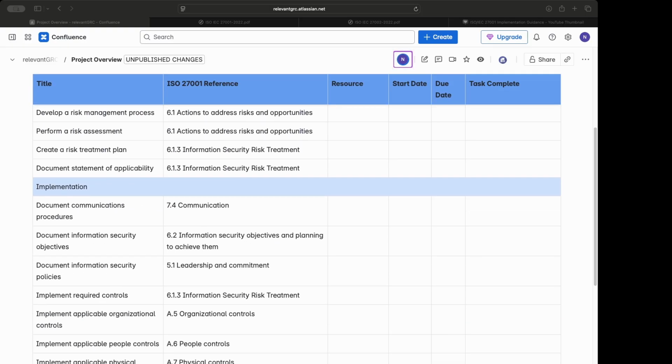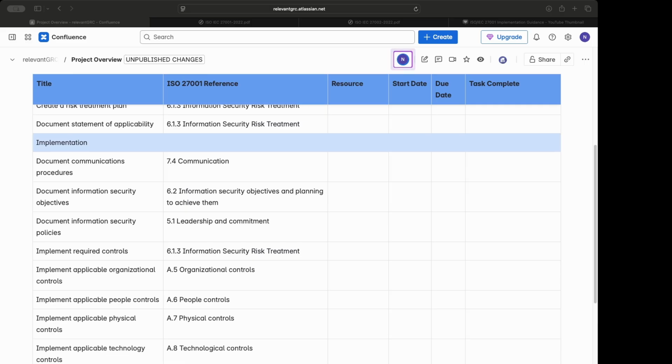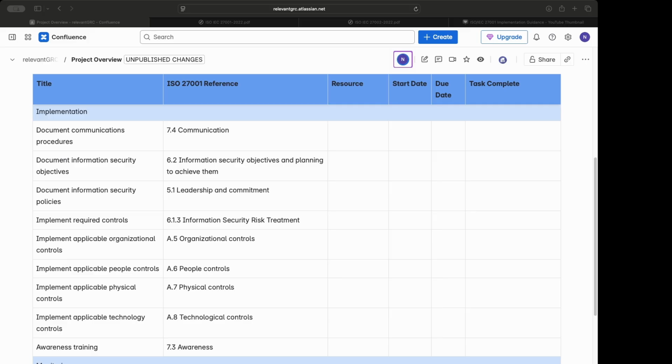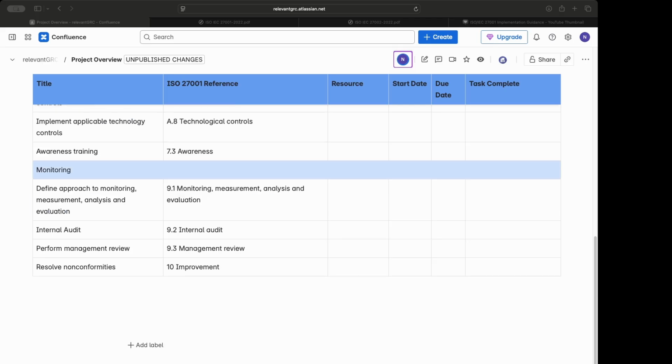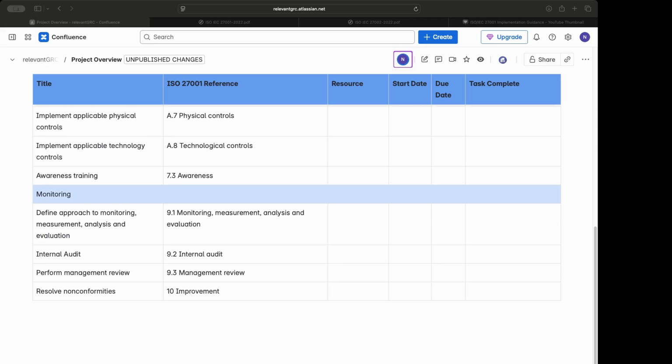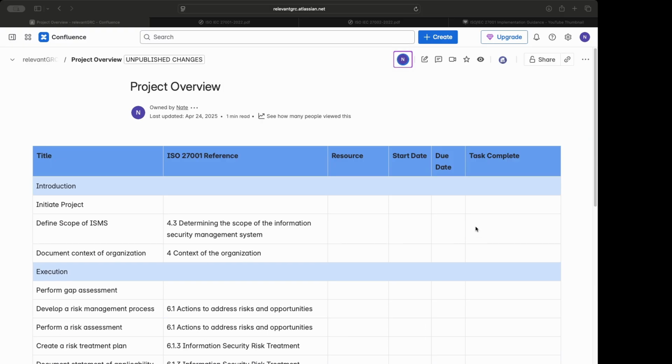The implementation. Here, you now need to document communication procedures, document information security objectives, document information security policies, implement required controls, and implement applicable organizational controls. So here we are looking at what you need to do to bring your ISMS to life. These are the controls that we are going to adhere to. As you can see, you need to perform all these things. Once all this implementation is done, you now need to monitor it. You can see I have put this into the perspective of ISO 27001. And that is why most organizations are not able to know what they need to do at the start or the beginning. And you can see that I have a start date and a due date, and also the tasks that have been completed.